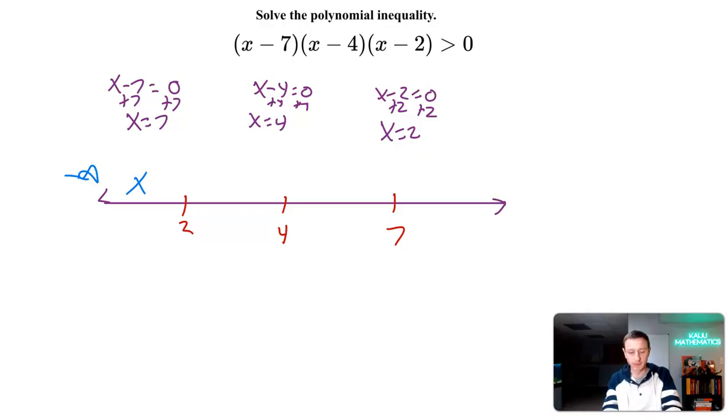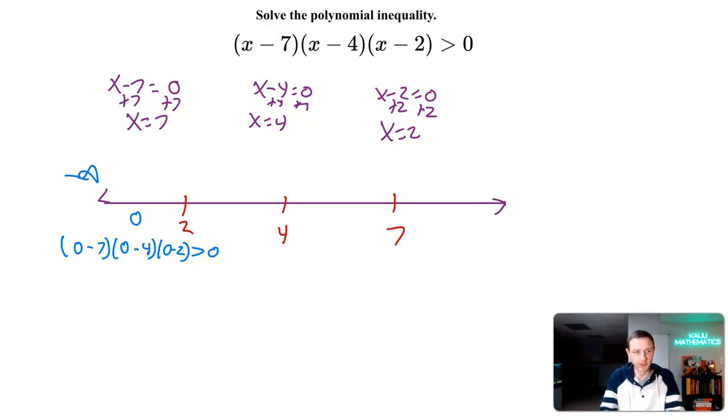So I want to take an x value in this region and see what happens. And the easiest one, I hope you're noticing, is 0. Test point of 0, because 0 is in that interval from negative infinity up to 2. So I want to take 0, and I want to plug it into every x value in this inequality that we have. So 0 minus 7 times 0 minus 4 times 0 minus 2 is greater than 0.